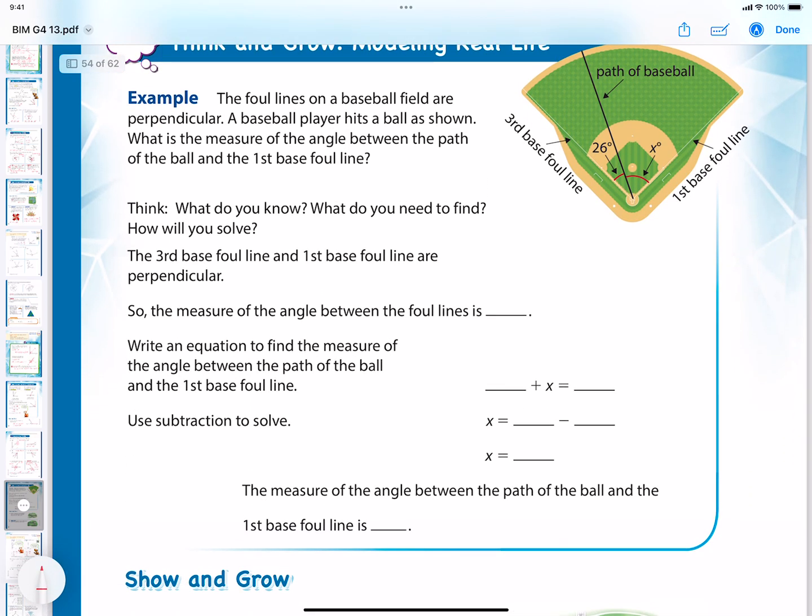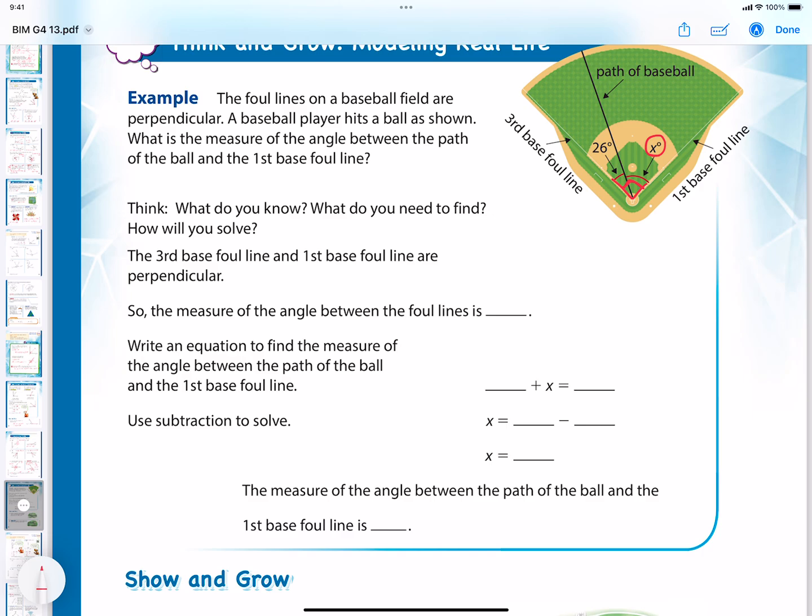Now the example. The foul lines on a baseball field are perpendicular. I love baseball. Now a baseball player hits a ball as shown. What is the measure of the angle between the path of the ball and the first base foul line? So you have to find this x here. They form perpendicular, which means 90 degrees. So this must be complementary, and all you need to do is 90 minus 26 to know the unknown x.